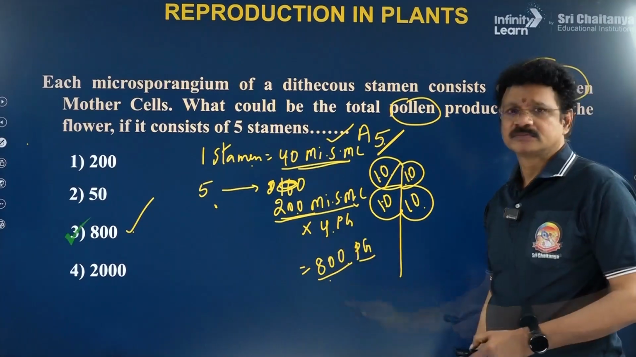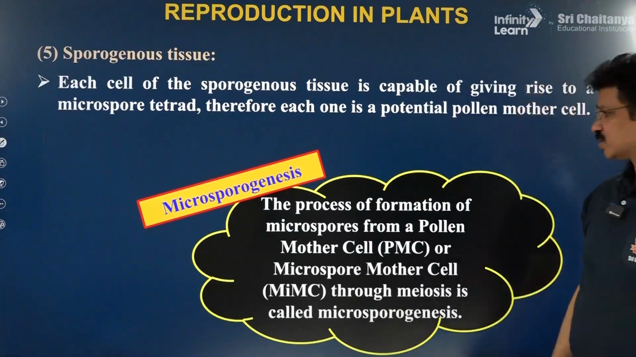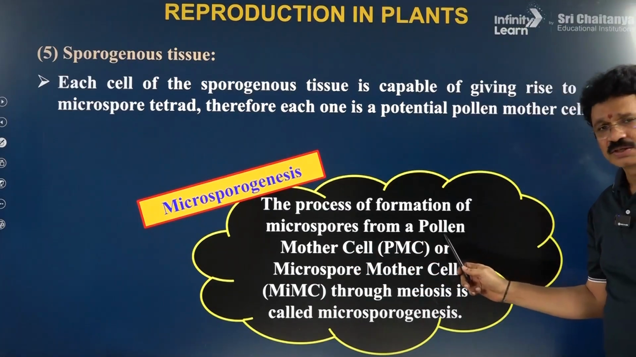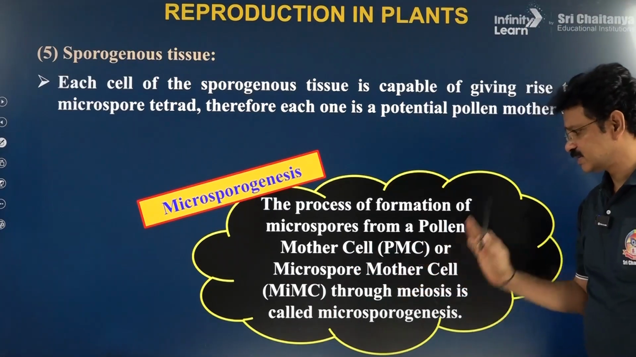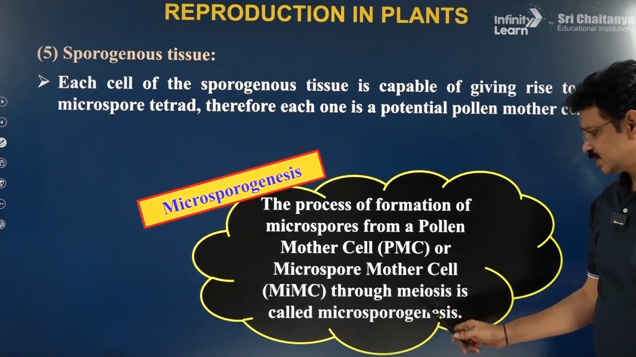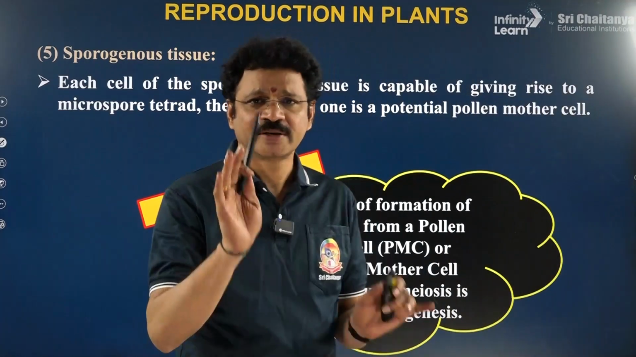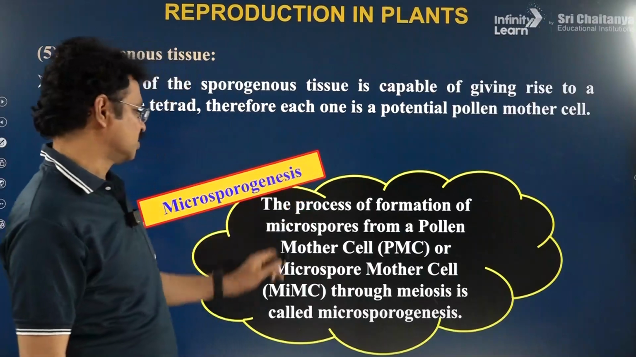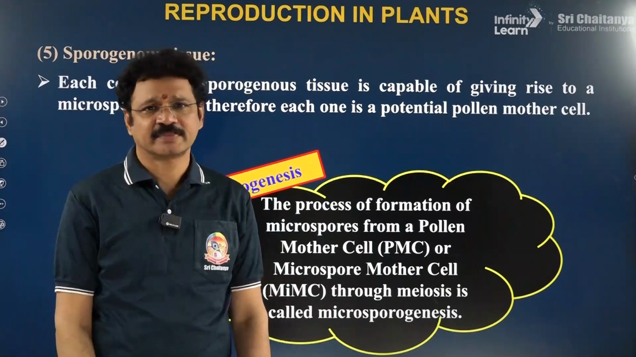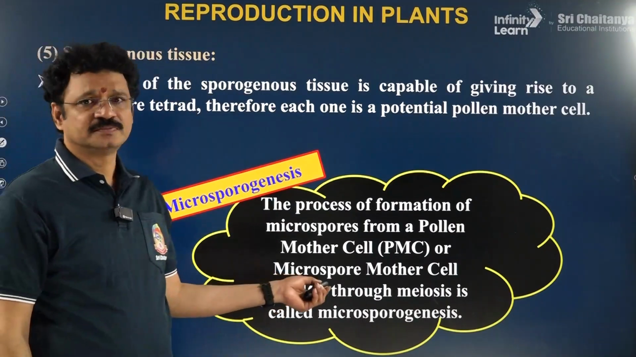Okay, clear? Next question. What is the meaning of microsporogenesis? It is the process of formation of microspores from microspore mother cells, or pollen mother cells, through meiosis. Simply, the formation of microspores inside the microsporangium or anther from the spore mother cells is microsporogenesis. What is the site of microsporogenesis?